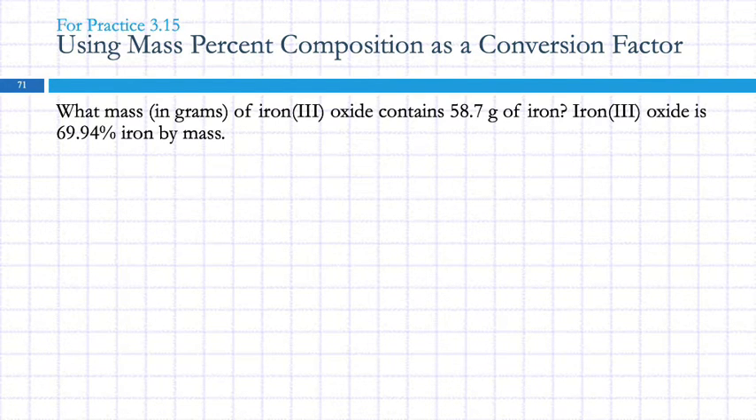So here's one where they give us the mass percent. What mass in grams of iron 3 oxide contains 58.7 grams of iron? Iron 3 oxide is 69.94% iron by mass. Well, let's identify what they gave us. 58.7 grams of iron and 69.94% iron. And what are we trying to find? Yeah, mass in grams of iron 3 oxide.